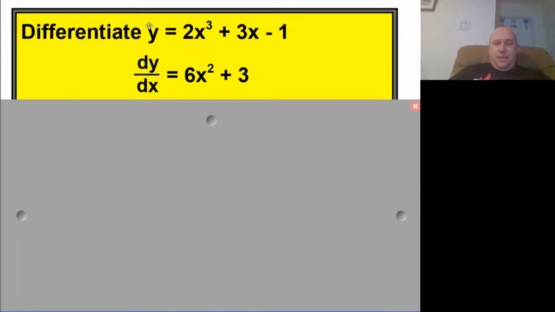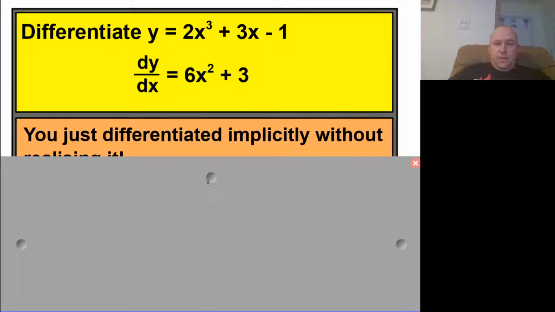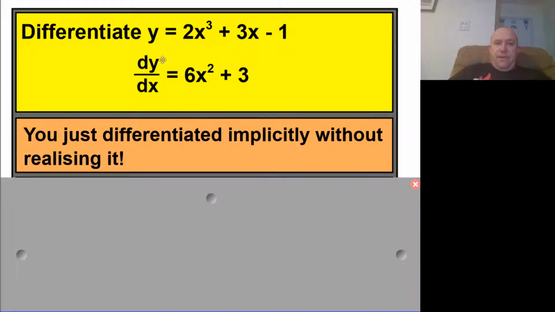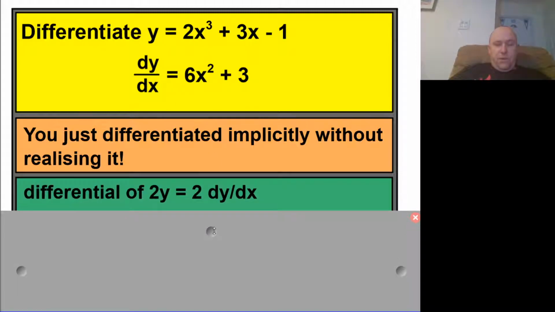So the implicit part is the second variable. So this part here, 2x cubed, you knew the differential, that was 6x squared, differential of 3x is 3, and differential of 1 is 0. When you differentiate for y, you always put dy by dx. Now, we've only ever had questions that start with y equals, really, at this point. So this is where it starts to get a little bit more difficult.